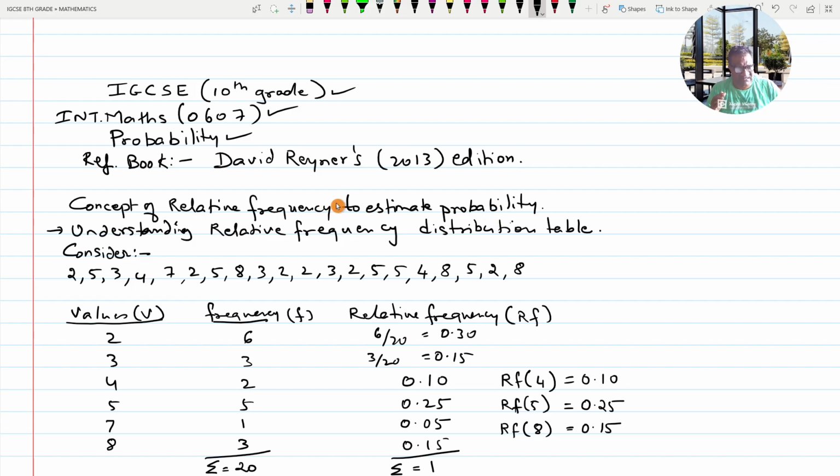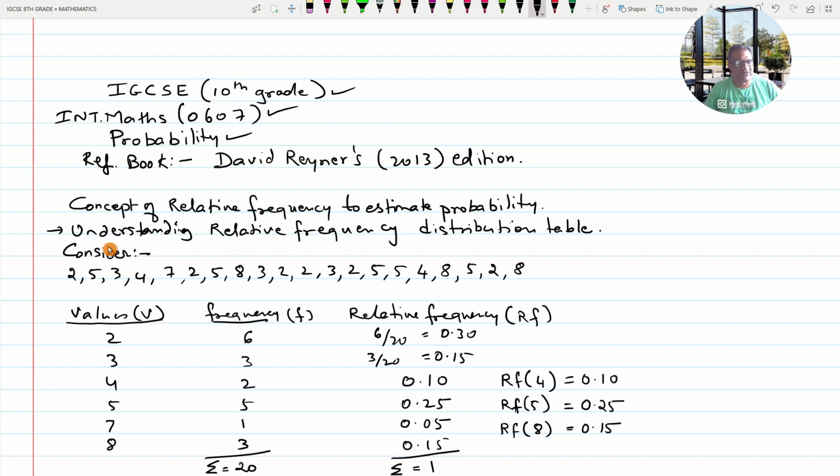But to start with, if you want to start from scratch, you must first try to understand what relative frequency is, because relative frequency is something which is very close to probability. In fact, relative frequency is something that leads to probability. So let us start with relative frequency and its connection with probability.